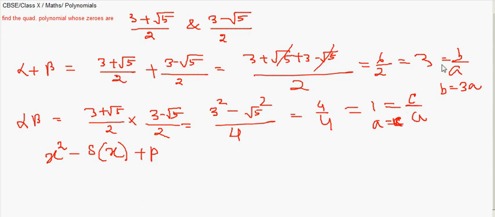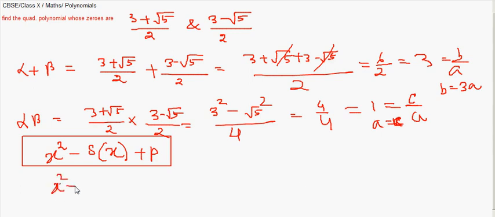Either you continue solving these two and find your b and a, or it is always preferable to remember this as x square minus sum of the zeros into x plus product of the zeros. So it is x square minus, the sum was found to be 3, so 3x, and the product was found to be 1, so it is x square minus 3x plus 1.